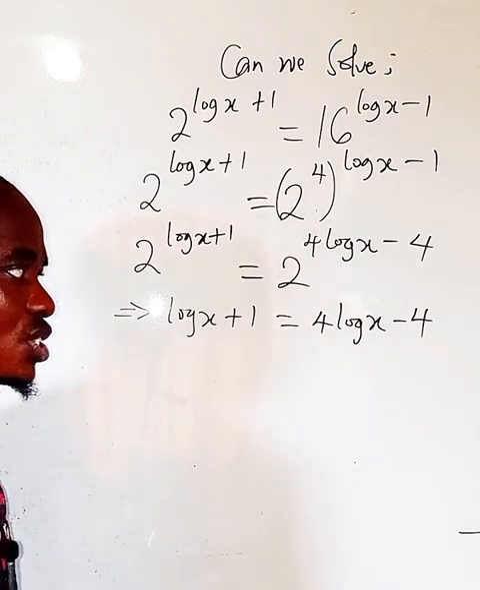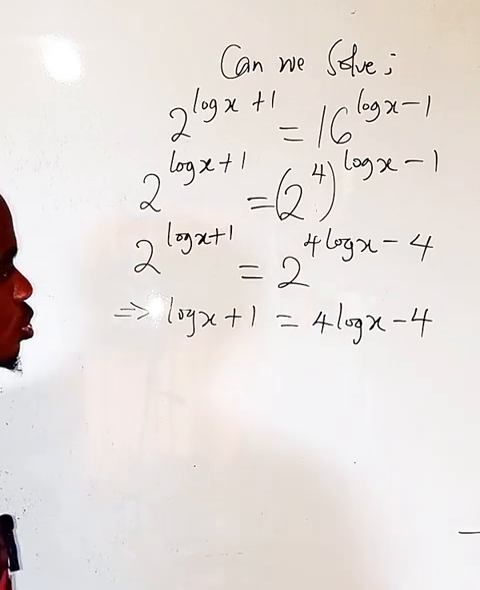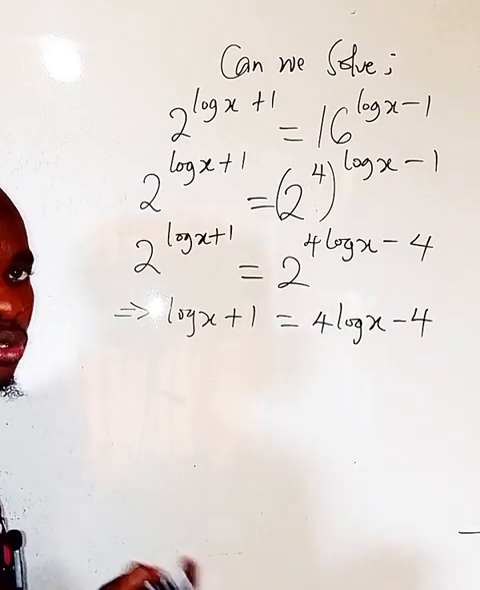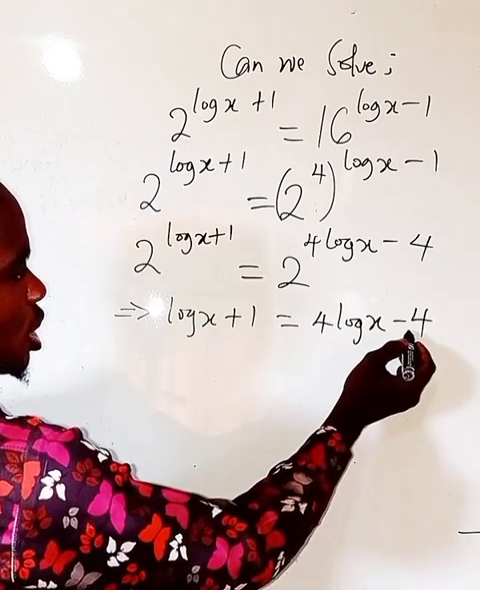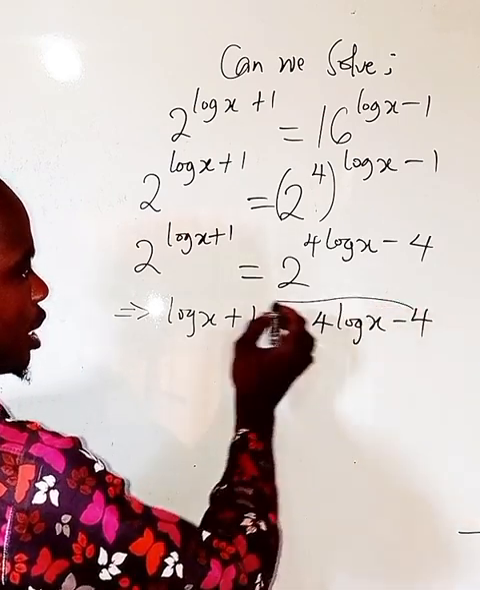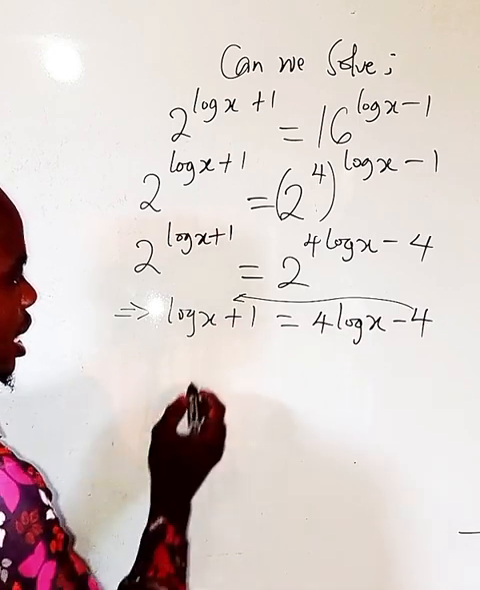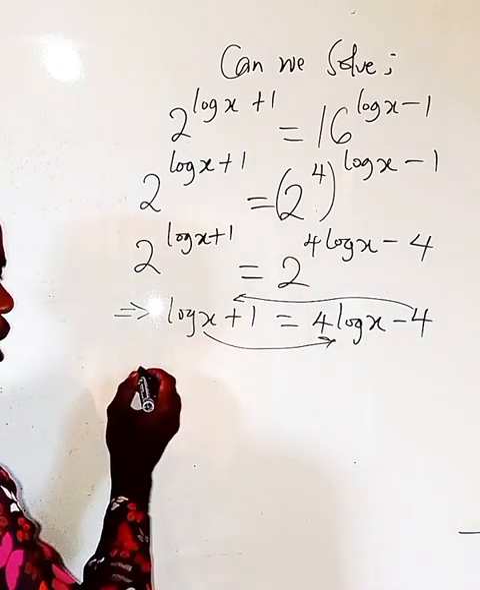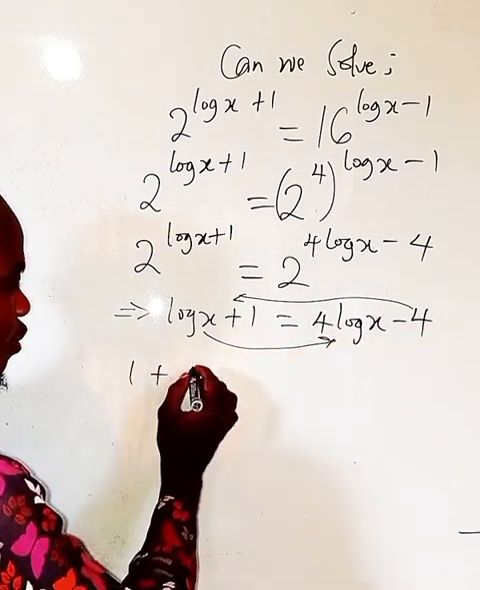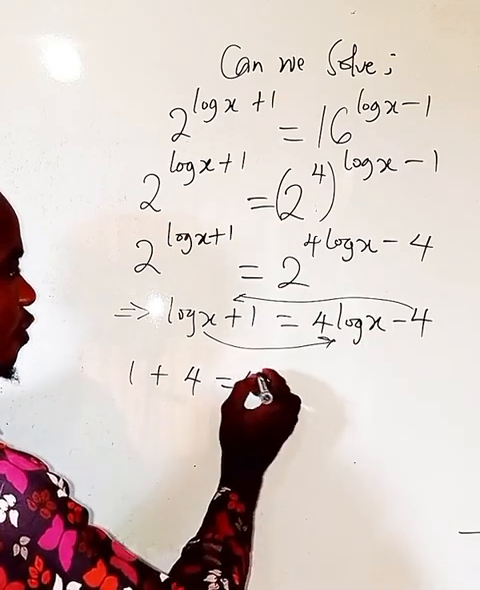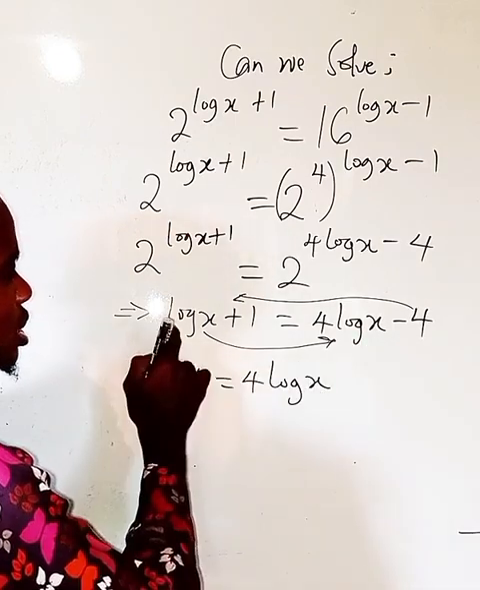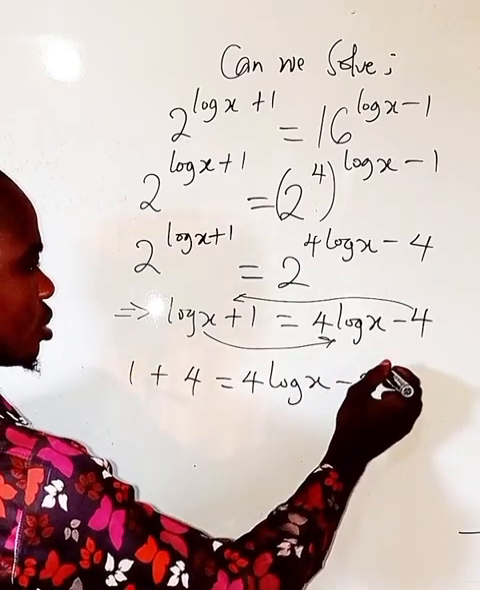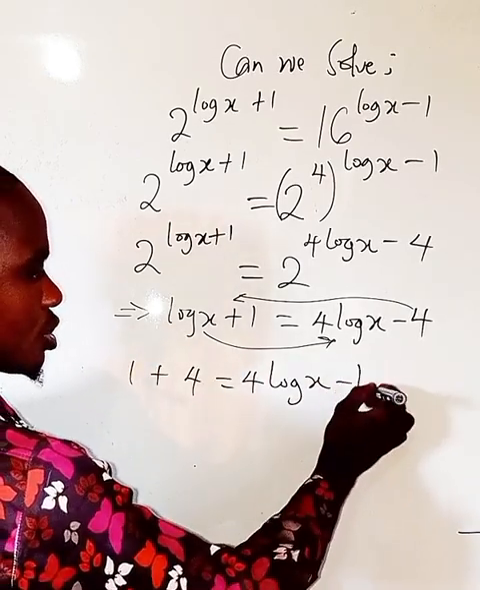So from here, what's the next thing we're going to do? Let's do transposition. We are going to transpose this minus 4 to the other side, and I transpose this log x to the other side. So we're going to be having 1 plus 4 equals 4 log x, then let's transpose this to this side. We're going to have log x.